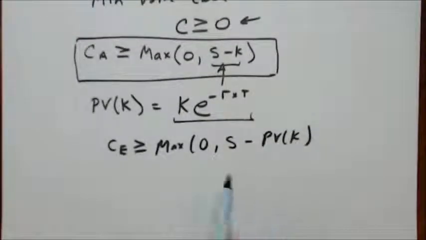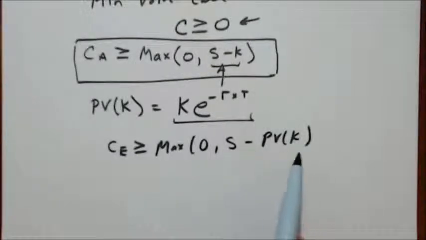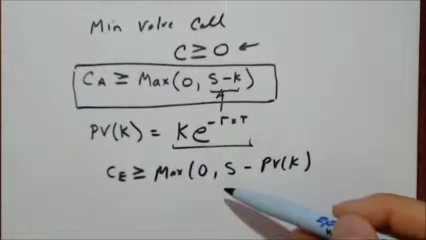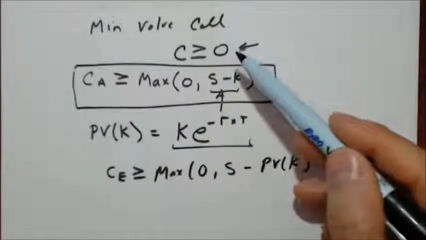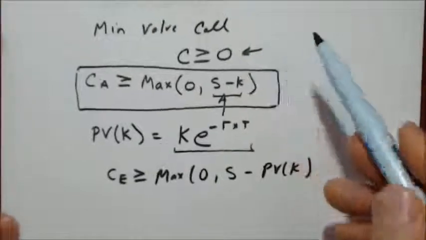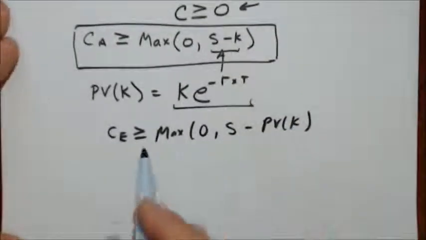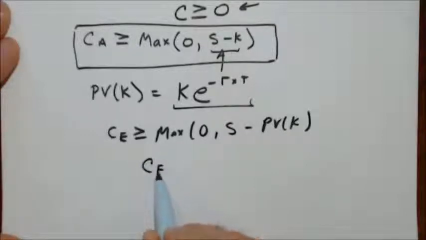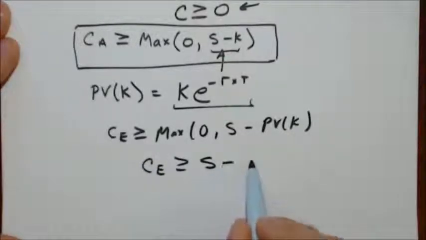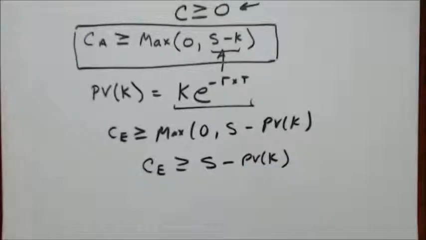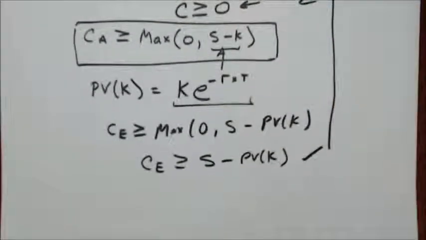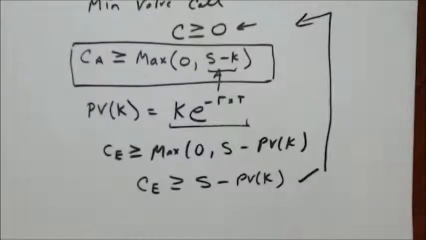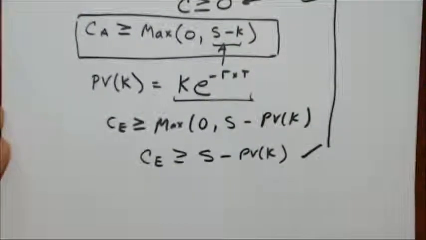And don't be thrown off by this type of written language here. Like I said, this written language considers the fact that the minimum value of the call is greater than or equal to 0. We can easily write this as the call must be greater than or equal to S minus PV(K), the present value of the strike. And that's the way it's written in the textbook. And this formula assumes that you realize the value of the call cannot be less than 0.